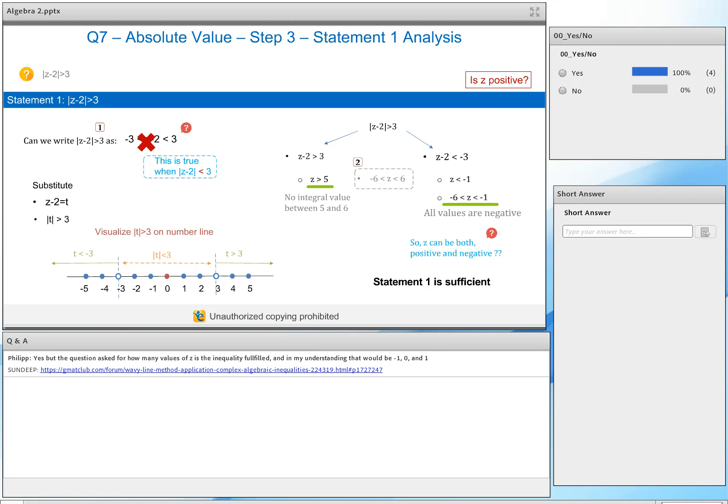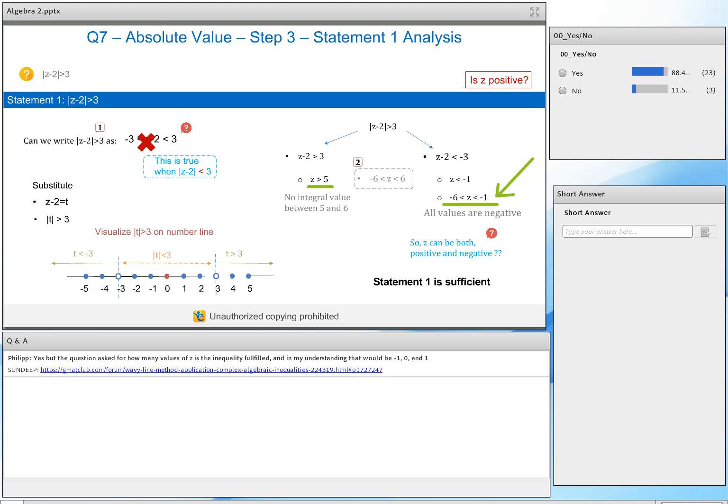Z minus 2, mod of Z minus 2 is greater than 3. It means that Z is greater than 5, or minus 6 is less than Z is less than minus 1. Okay. If you guys follow along till this point, that means you know how to solve an absolute value in an absolute value inequality. Okay.